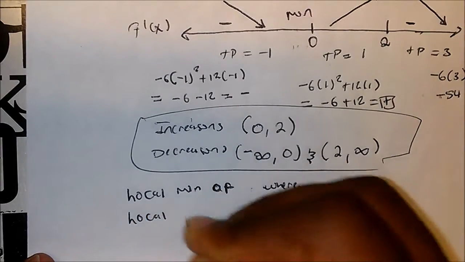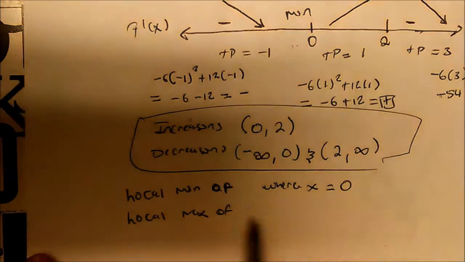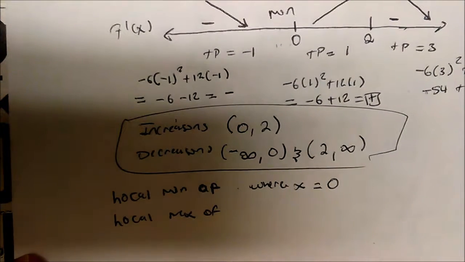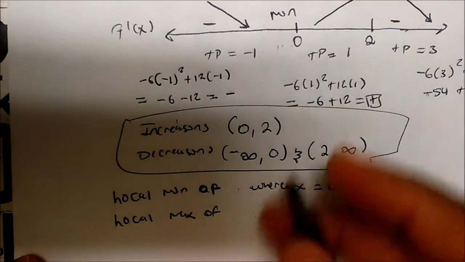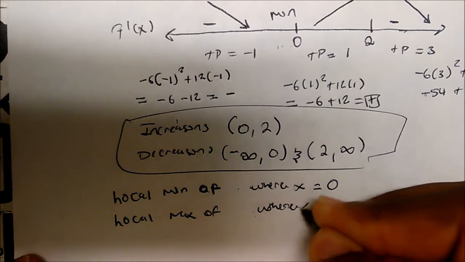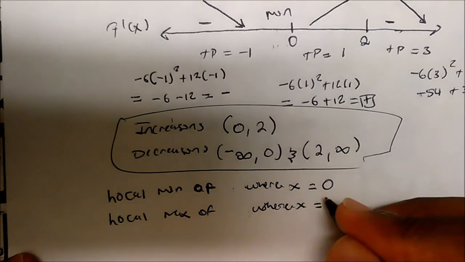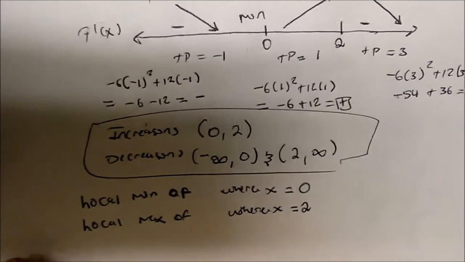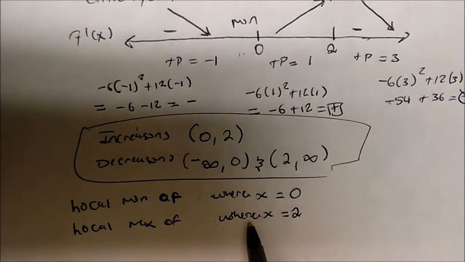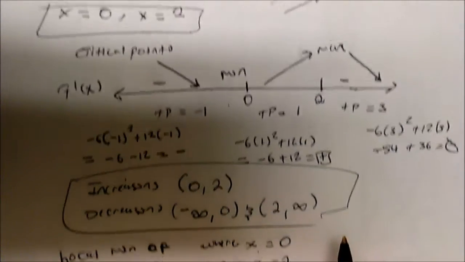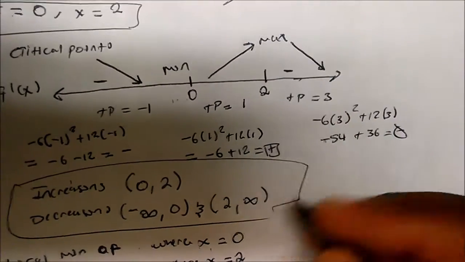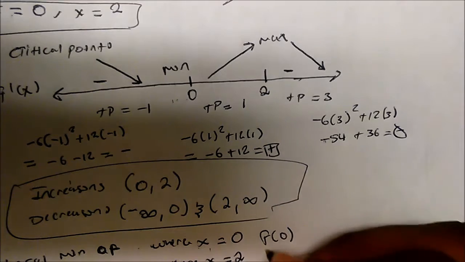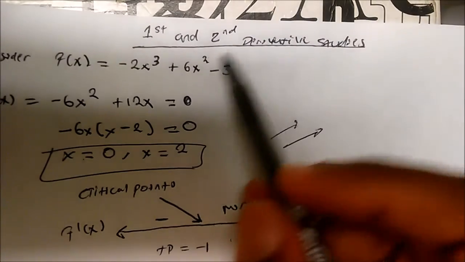We also have a local max of, we don't know that value either. So we also have a local max where x is equal to 2, as you can see. Now, how do we find those values? We plug these values into the original function. So in that case, I would have f of 0 and then f of 2 in the original function here.